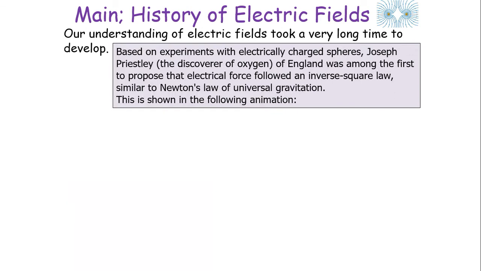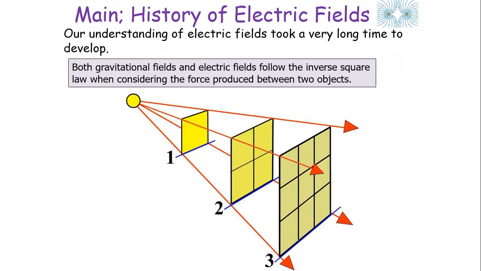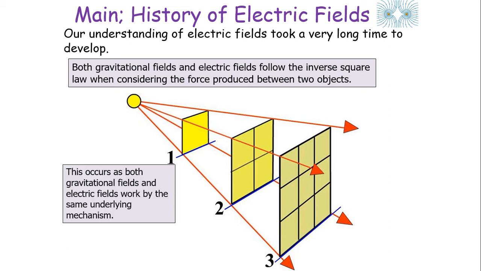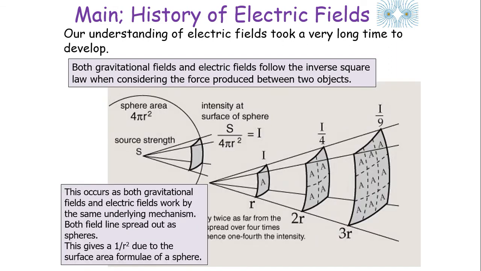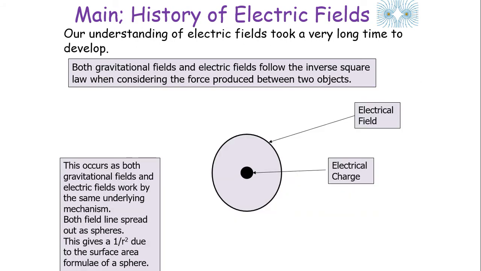So based on experiments with electrically charged spheres, we looked at this inverse square law, which is similar to Newton's law of gravitation. Now, both gravitational fields and electrical fields follow the inverse square law when considering the force produced between two objects. This occurs as both gravitational fields and electrical fields work by the same underlying mechanism. Both field lines spread out as spheres, which gives us a 1 over r squared due to the surface area formula of a sphere.